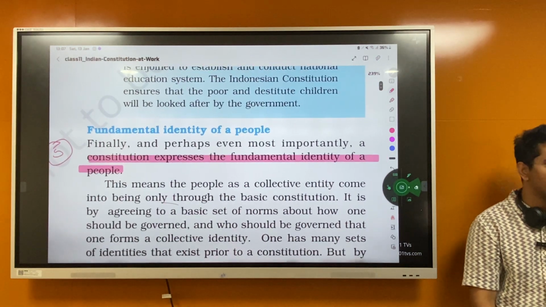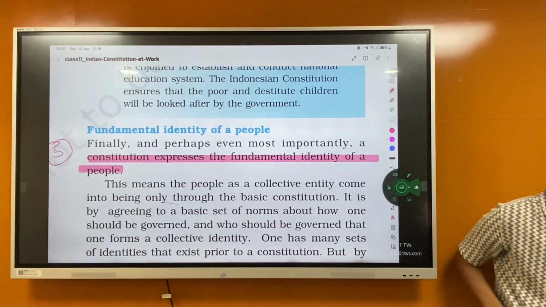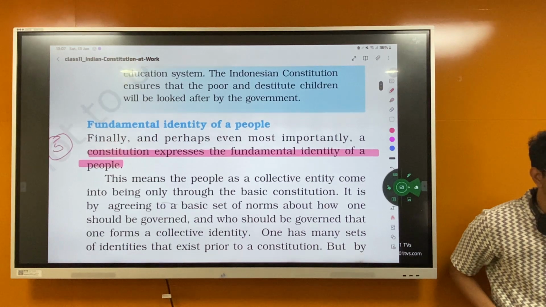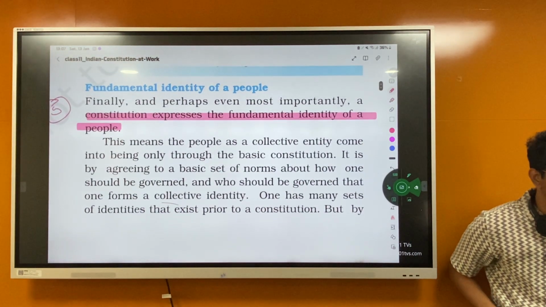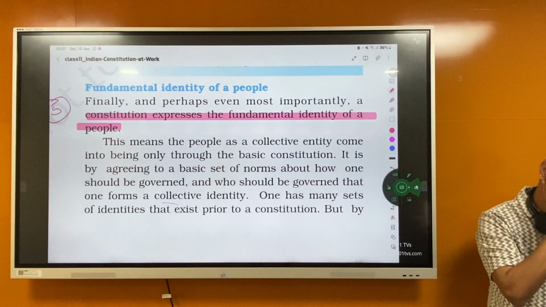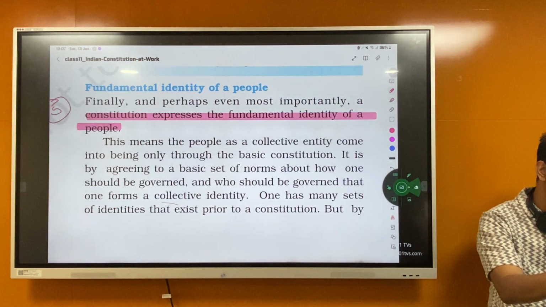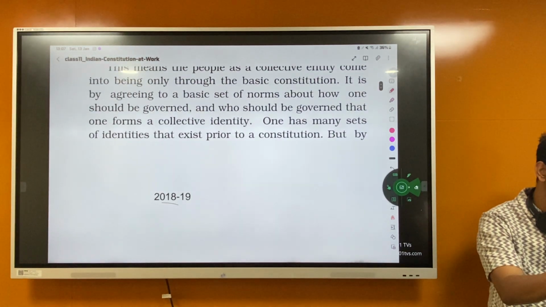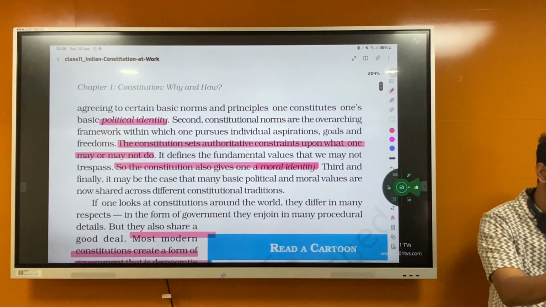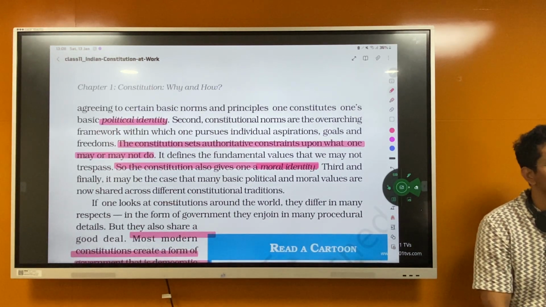Fundamental identity of the people. Finally, and perhaps even most importantly, the constitution expresses the fundamental identity of the people. This means the people as a collective entity come into being only through the basic constitution. It is by agreeing to a basic set of norms about how one should be governed and who should be governed that one forms a collective identity. One has many sets of identities that exist prior to the constitution, but by agreeing to certain basic norms and principles, one constitutes one's basic political identity.